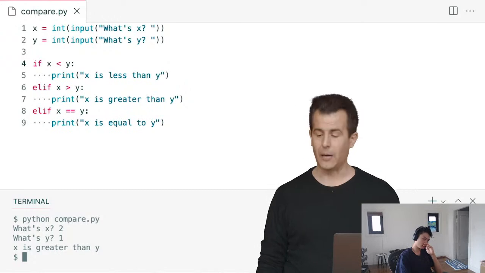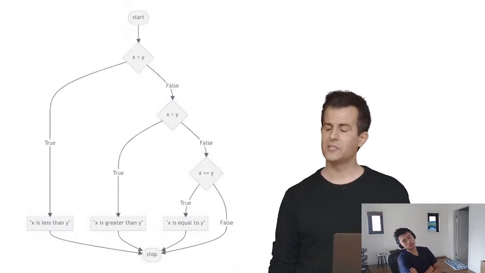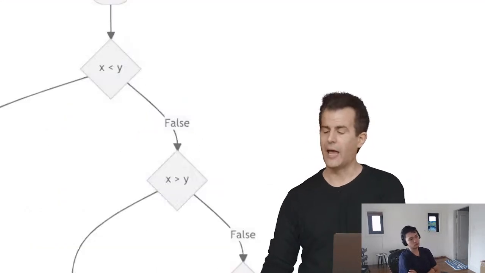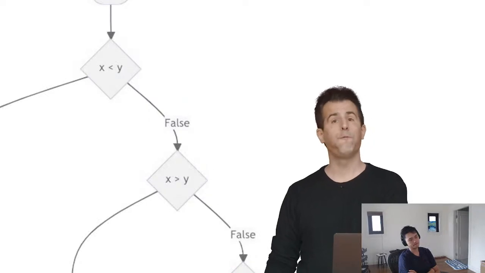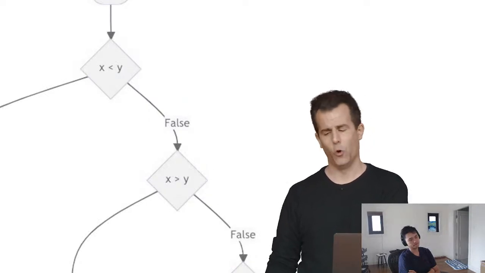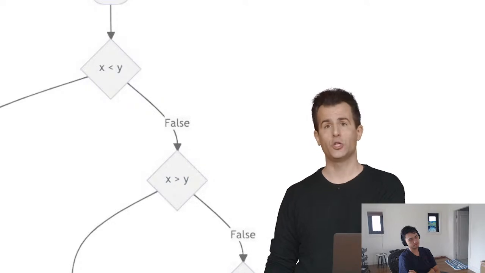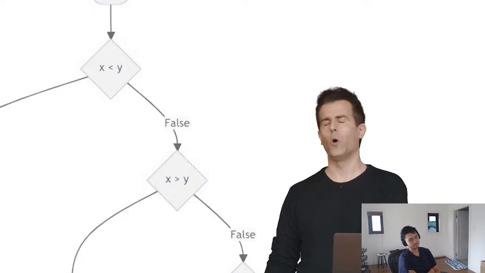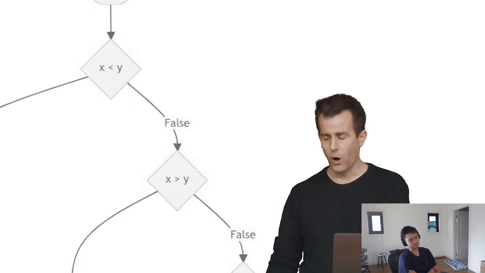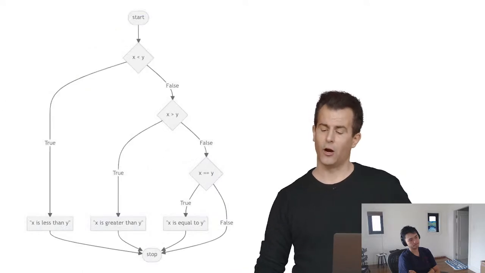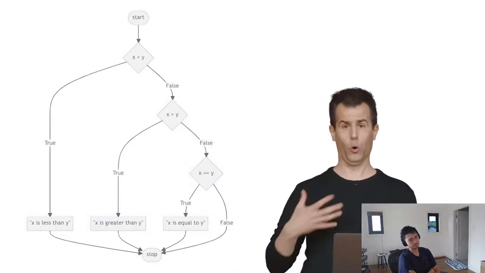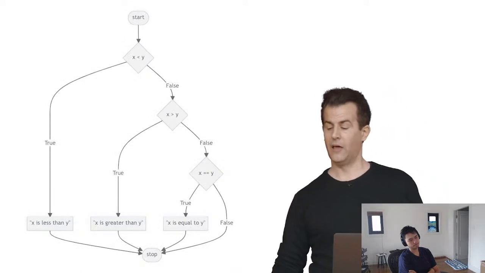Well, let's go back to the diagram, same as before. We start at the very top where it says start. The very first question up here now, x less than y, is an answer of false, because no, 2 is not less than 1. So we follow this arrow to the next question, this diamond. Is x greater than y? Well, yes. 2 is greater than 1. So now we follow this left arrow, which is true. We print out, quote unquote, "x is greater than y," and then stop.